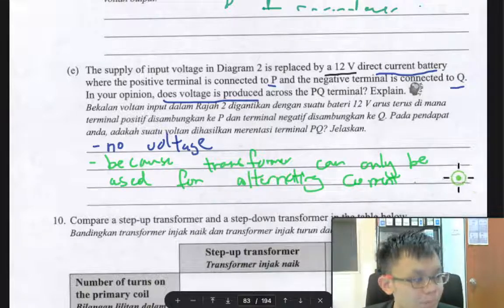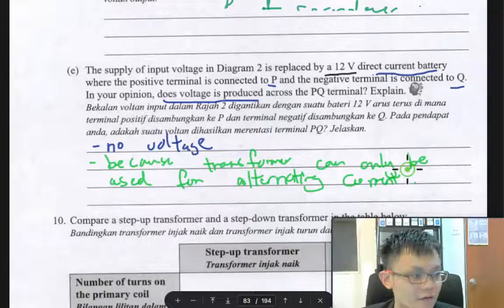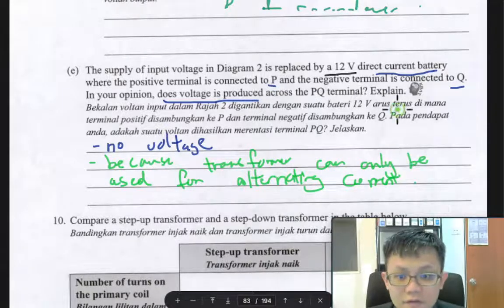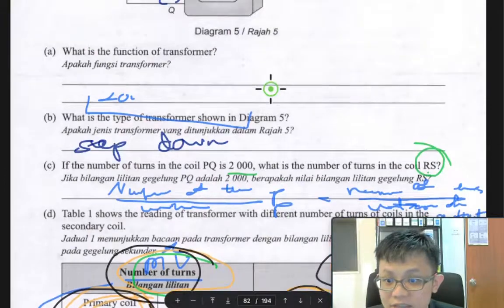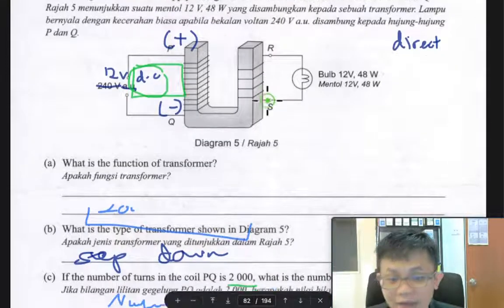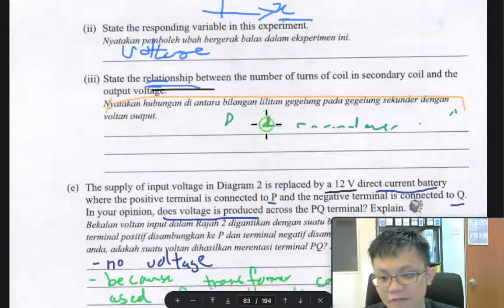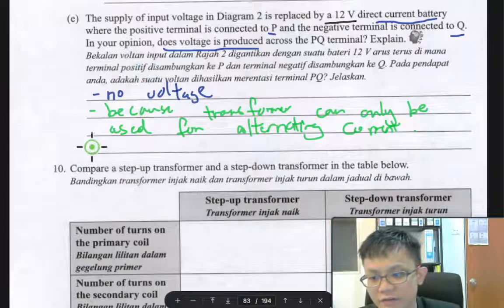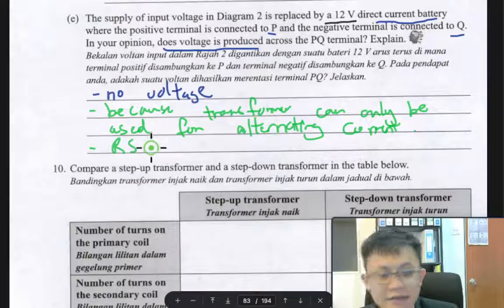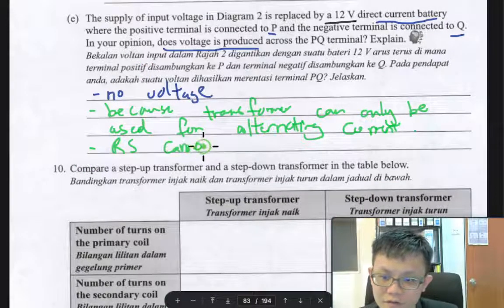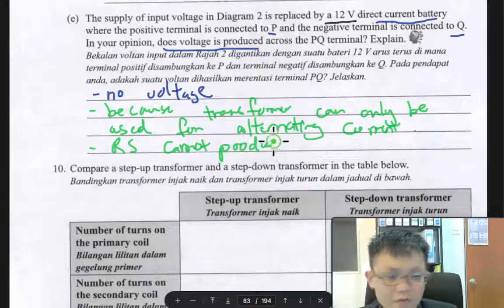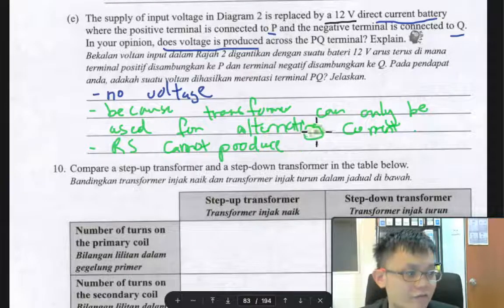And for RS, first we see here RS. RS cannot produce magnetic flux. This one you also, if you can remember. RS cannot produce magnetic flux.